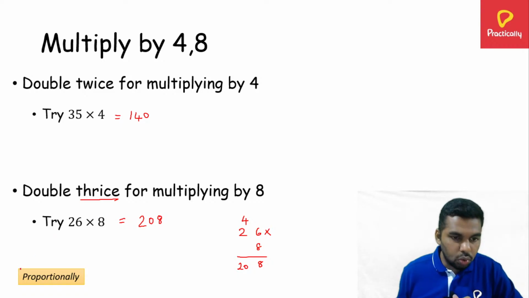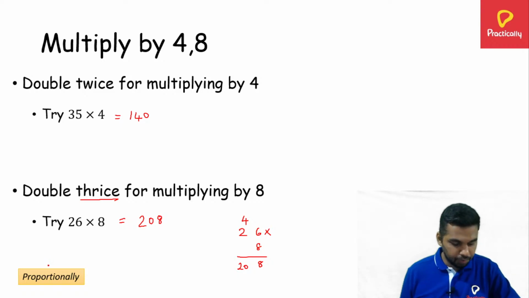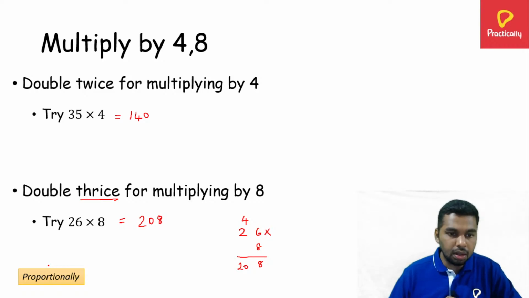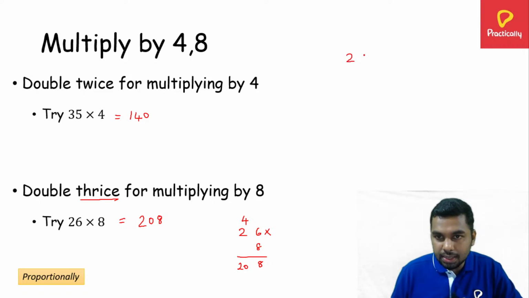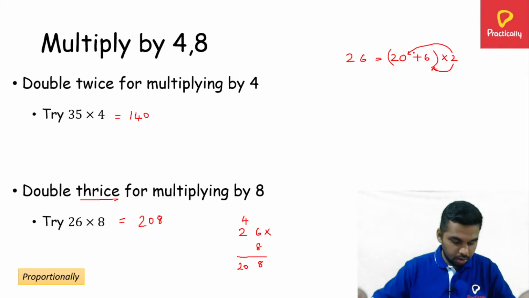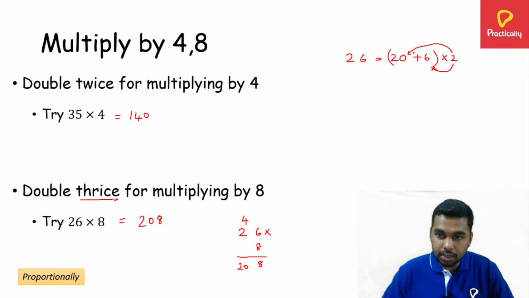All right. The sutra that we used here is called Anurupyena. That means approximately, proportionately. The reason why it is called proportionately is the following. I'll take the same example. I am doubling 26. I am writing 26 as 20 plus 6. This is the number splitting that I used, and I am multiplying this. The distributive law itself is what is called proportionately. I am just distributing the 2 between 20 and 6.